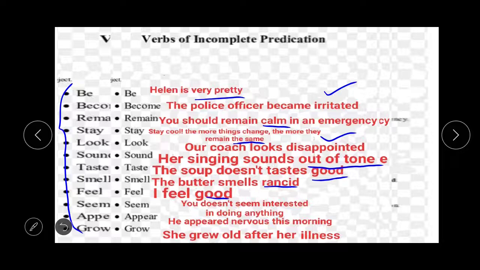Then appear. The sentence with appear is "He appeared nervous this morning." And the last one, grow. Here, "She grew old after her illness." Here "old." So, students, the blue highlighted and underlined words are the complements in these sentences.